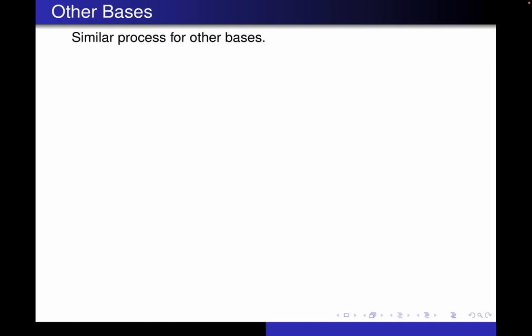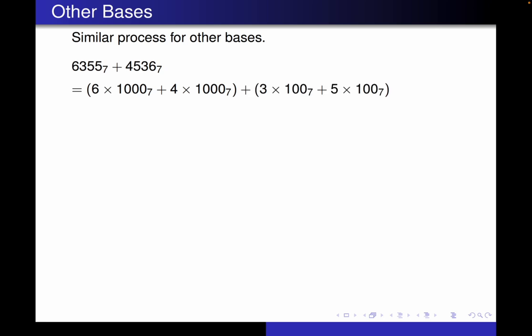We're going to do that same process when we add numbers in other bases. So if I'm doing 6355 base 7 plus 4536 base 7, we're going to do the same thing. We're going to group together the ones that have similar place values. So we have 6 thousands base 7 plus 4 thousands base 7. We have 3 hundreds plus 5 hundreds. And we have 5 tens plus 3 tens, and then our units are 5 plus 6.